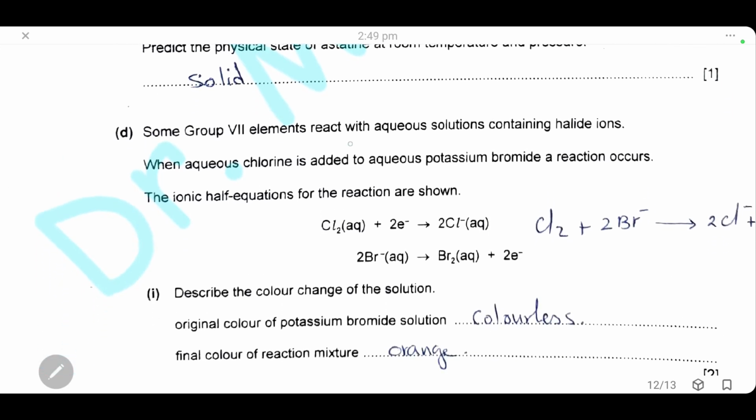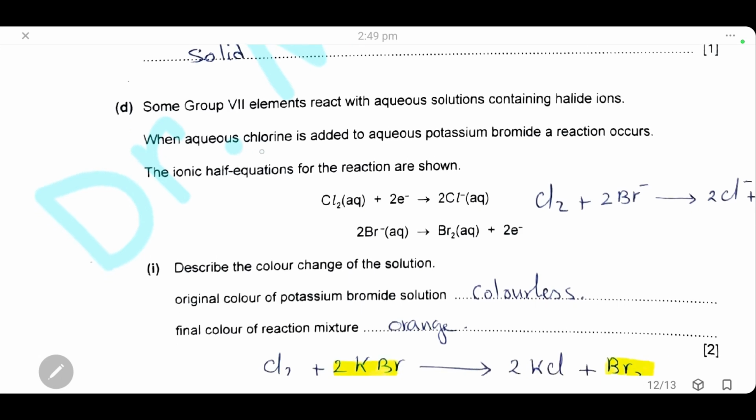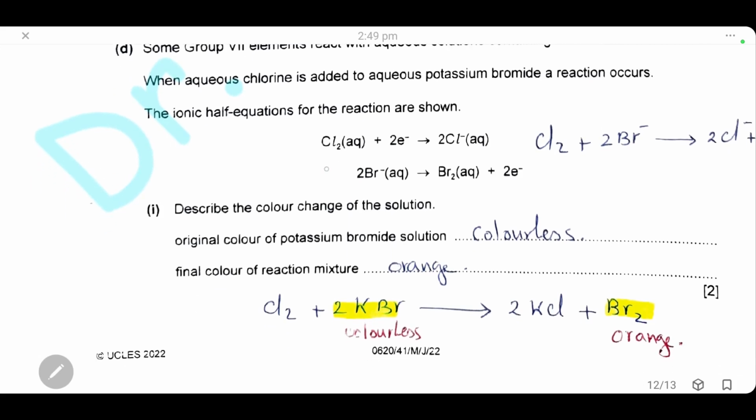Some group 7 elements react with aqueous solution containing halide ions. This is a displacement reaction for group 7 elements. When aqueous chlorine is added to aqueous potassium bromide, a reaction occurs. The ionic half equation is as shown. Here, chlorine reacts with potassium bromide. The equation, as you can see, here is chlorine and potassium bromide.